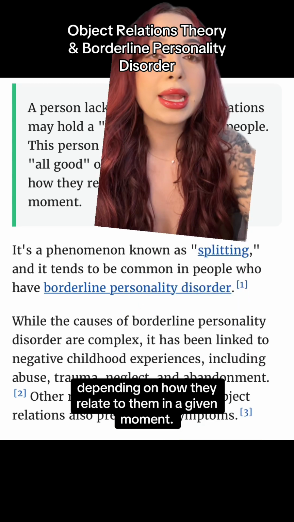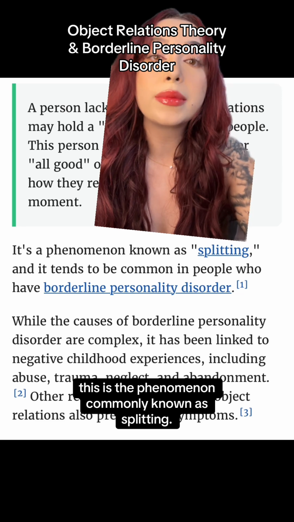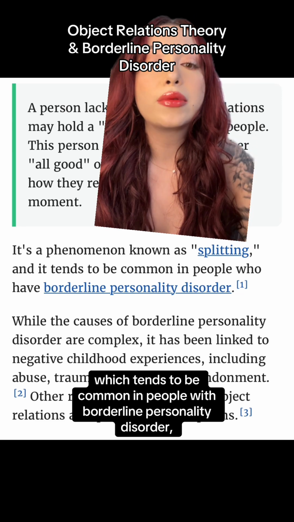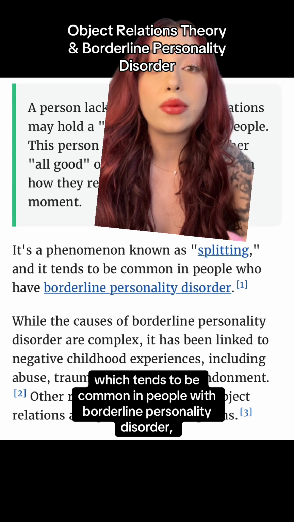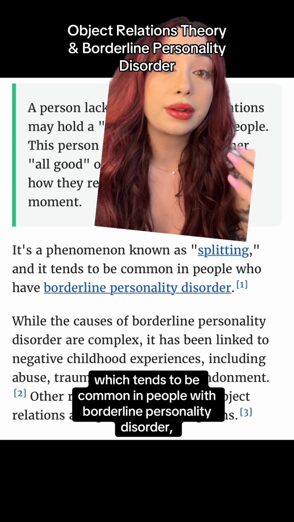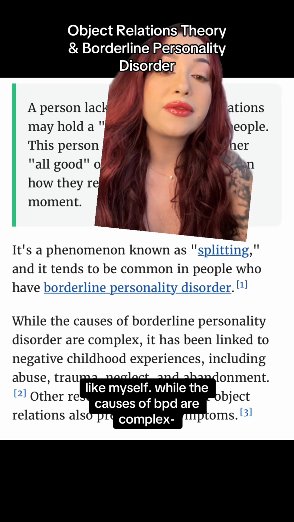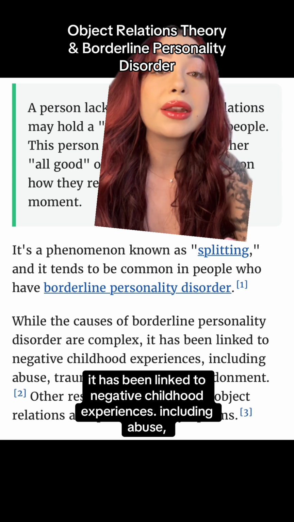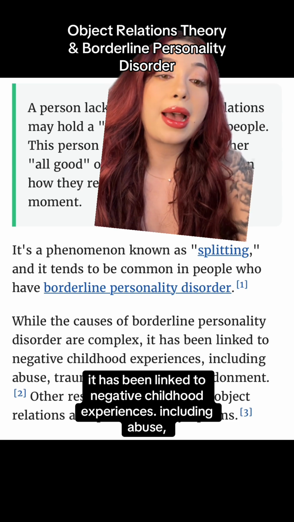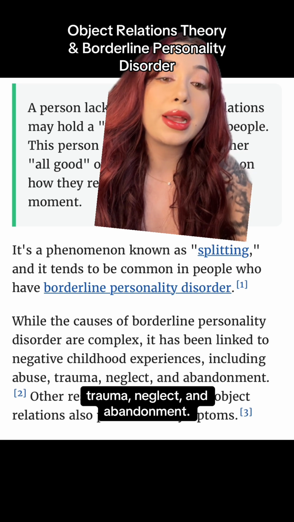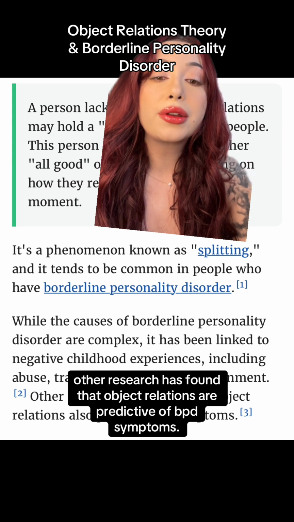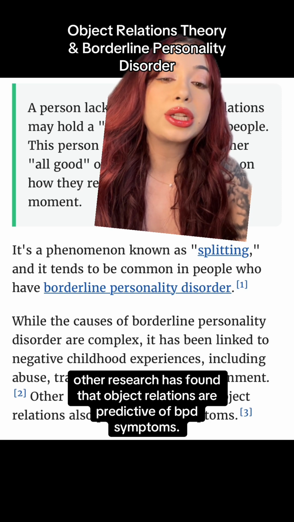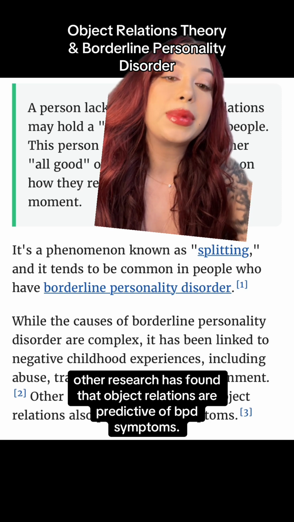And this is the phenomenon commonly known as splitting, which tends to be common in people with borderline personality disorder, like myself. While the causes of BPD are complex, it has been linked to negative childhood experiences, including abuse, trauma, neglect, and abandonment. Other research has found that object relations are predictive of BPD symptoms.